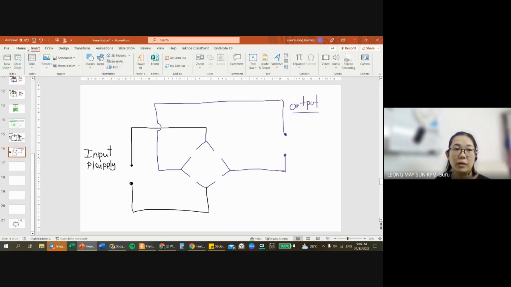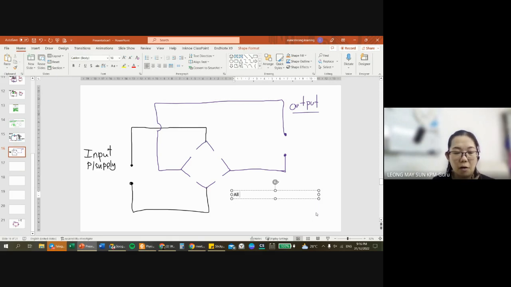The key for the drawing of the diode, all right, what is the key to draw the diode? All 4 diodes must point toward the same direction. Okay, and the parallel diodes also towards same direction. So that's my key to you guys.